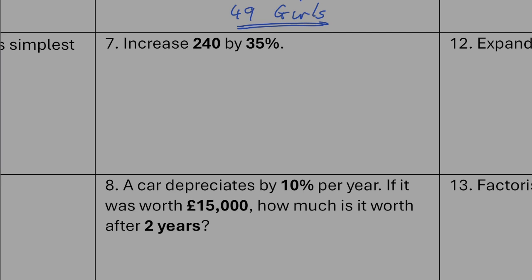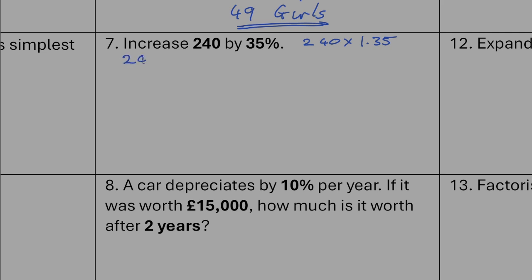Right, question 7. Increase 240 by 35%. So we could absolutely do 240 times, if I want to increase by 35%, that's a multiplier of 1.35. And that would be absolutely fine if you're fairly confident and fairly happy with your long multiplication. Alternatively, I'm going to break it down and then build it back up.